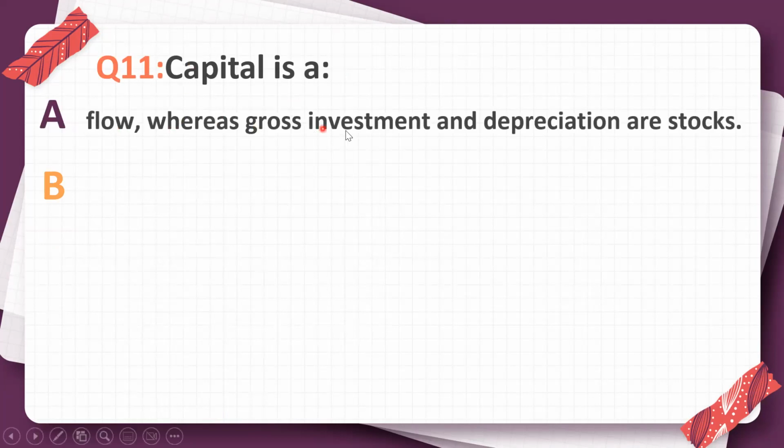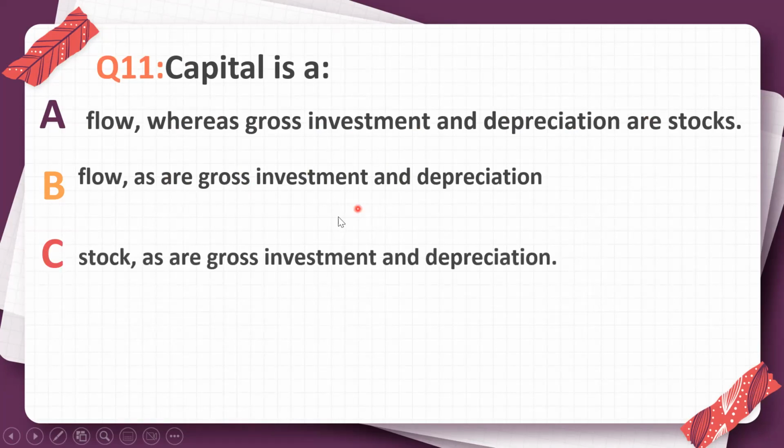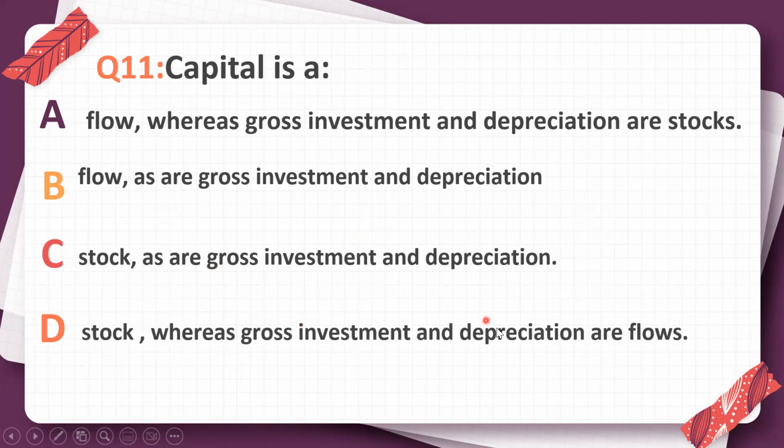Capital is a stock, while gross investment and depreciation are flows. So we must know the difference between the meaning of a stock and a flow. Investment or depreciation is a flow, while capital is a stock.